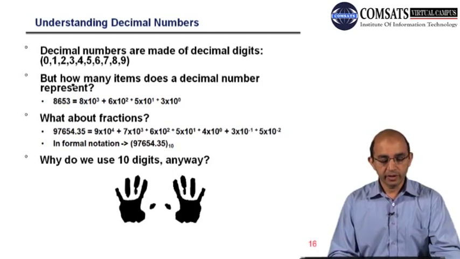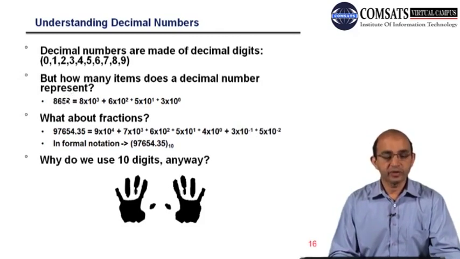If I want to know how many items a decimal number system represents, you can see that we have a 4-digit decimal number. Each decimal digit in a specific position has a corresponding weight. These are units, and these are tens, hundreds, and thousands.